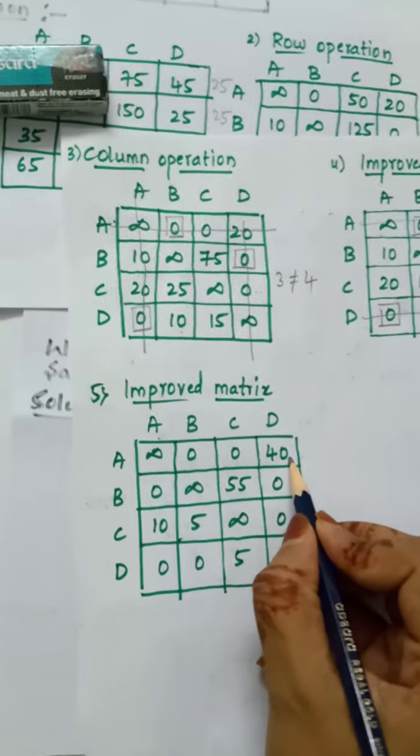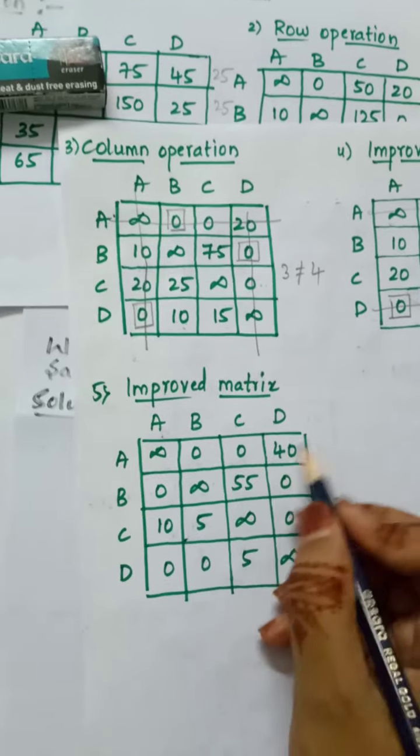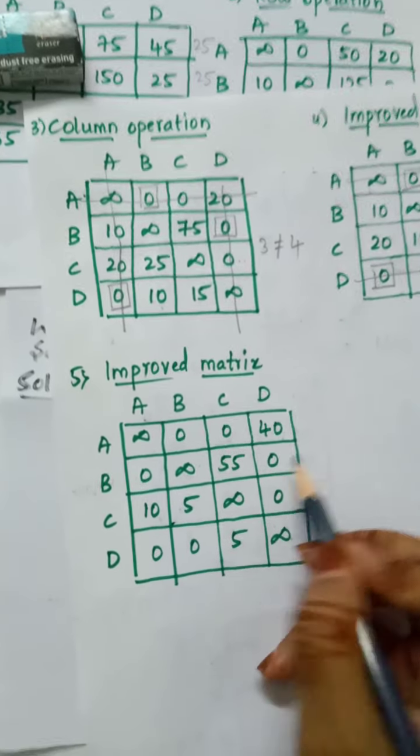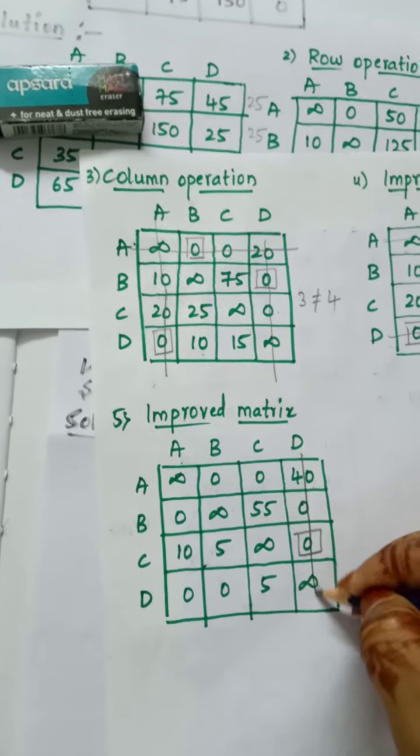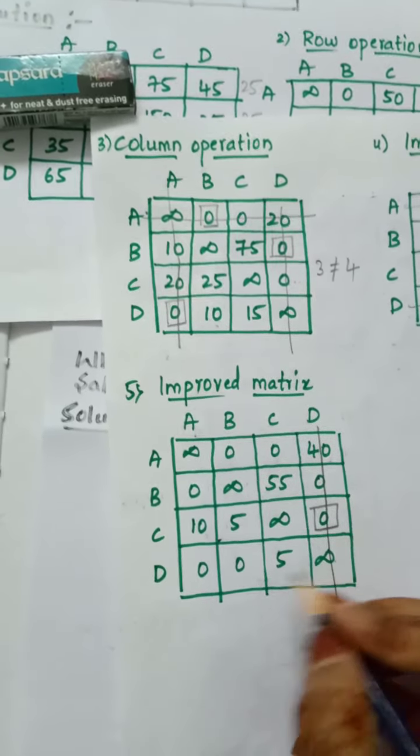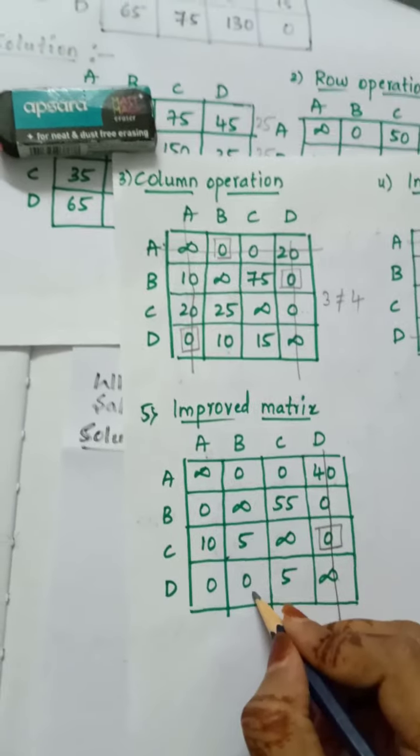In the first row, students, there are 2 zeros, skip that row. Next row also there are 2 zeros, skip that row. In the next row there is only 1 zero, give a square mark and draw a vertical line crossing that zero. In the next row there are 2 zeros. Clear? So skip that row.